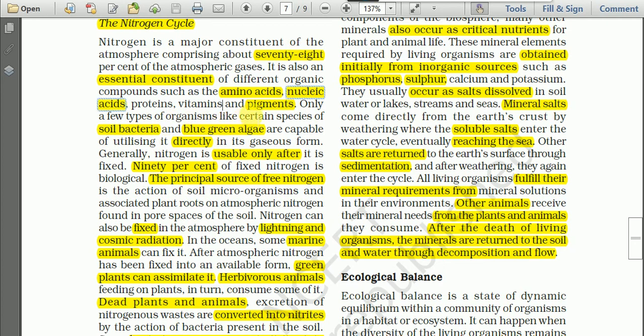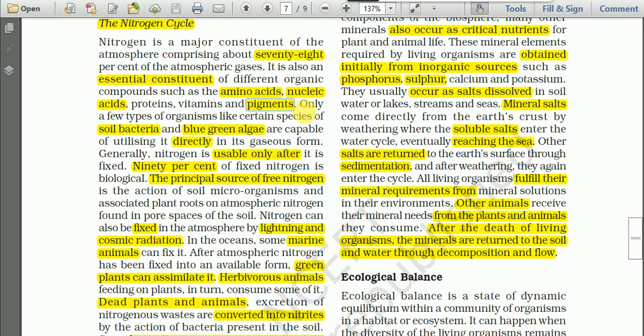And the pigments: any substance whose presence in plant or animal tissues produces a characteristic color. Means pigments produce color of something, and all these are derived from nitrogen.